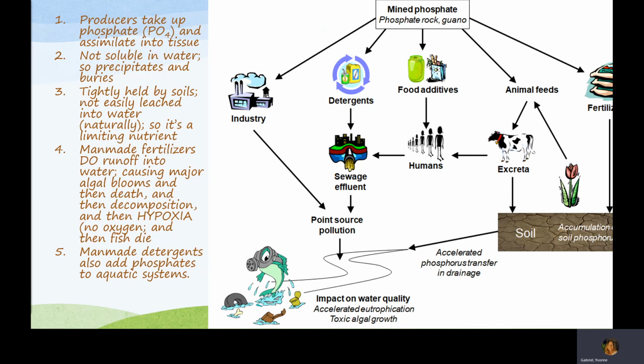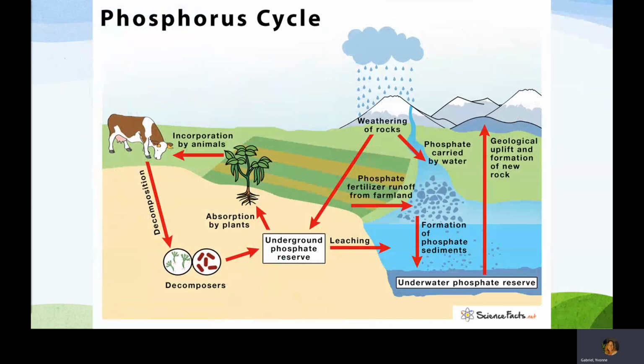Industry, detergents, food additives, and fertilizers. That's what we use phosphate for. So let's review. Phosphorus has major reservoirs, mostly in rocks and sediments, and not in the atmosphere.